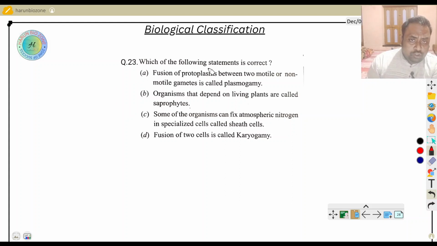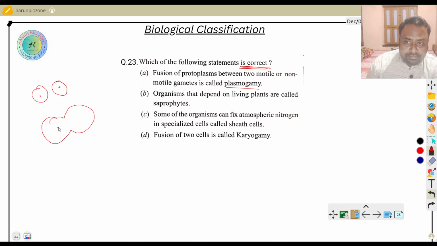Next question: which of the following statements is correct? First statement: fusion of protoplasm between two motile or non-motile gametes is called plasmogamy. So suppose this is a cell and this is a cell, this is a nucleus and this is a nucleus. When the protoplasms are fused, this is called plasmogamy. When the two nuclei are fused, this is called karyogamy.